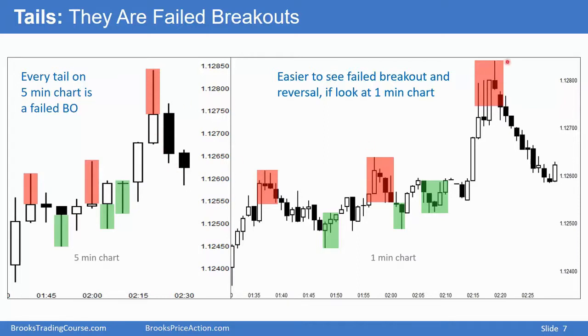Anytime you see a tail, you know on some smaller time frame chart, a reversal is taking place. Here, a tail below this bar. On the 1-minute chart, the market goes down and it reverses up. Every tail is a failed breakout attempt and a reversal.